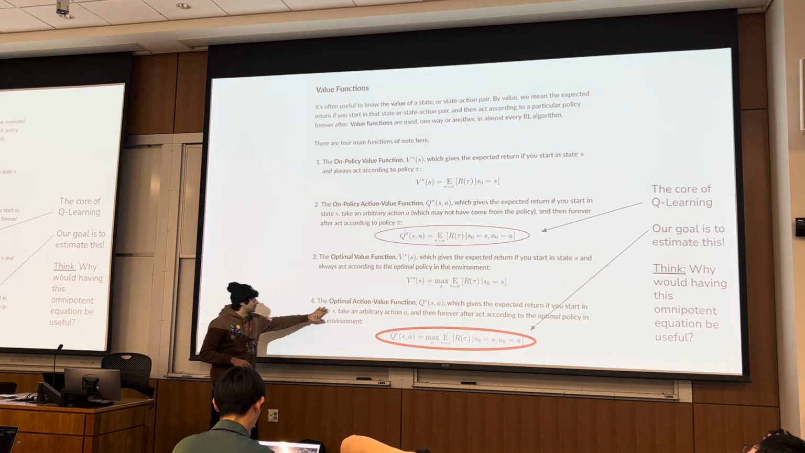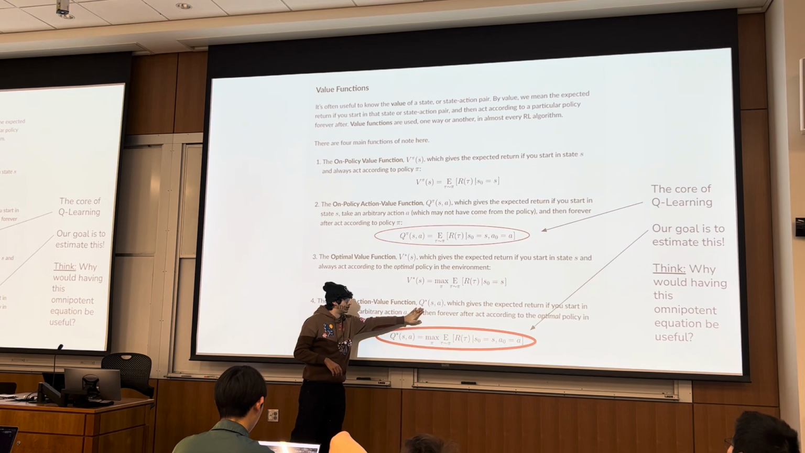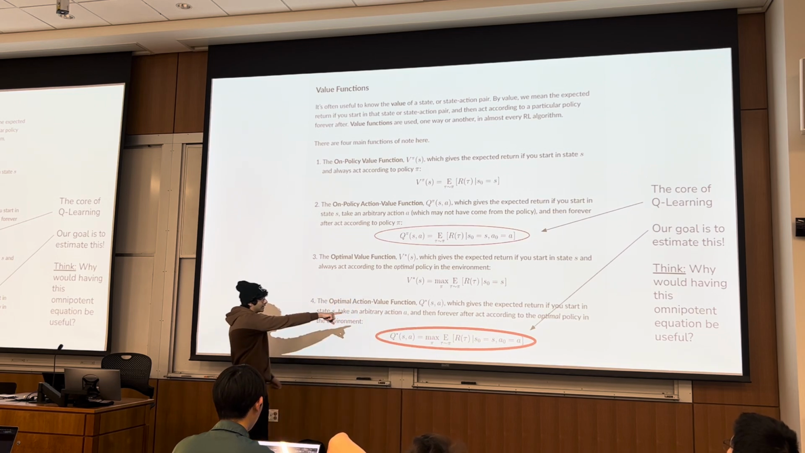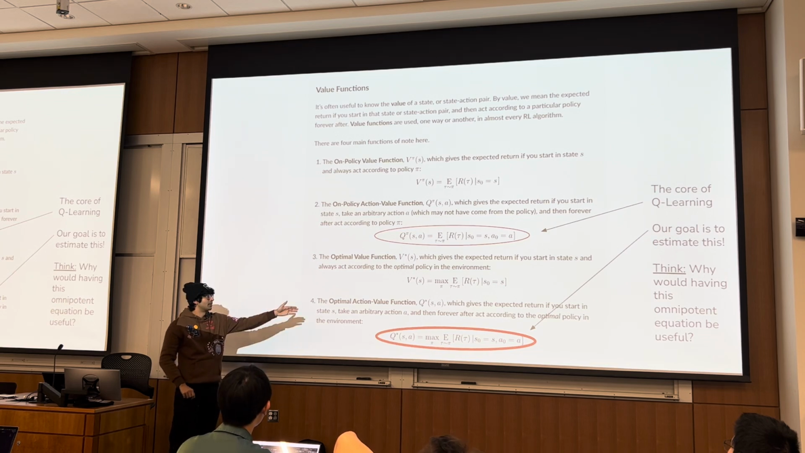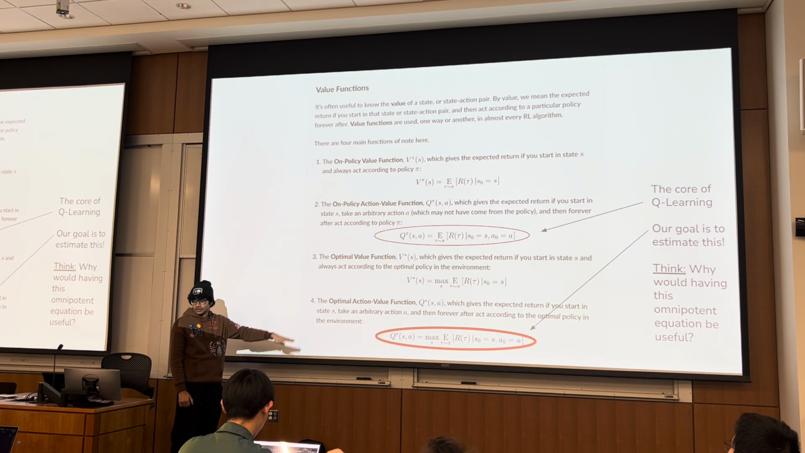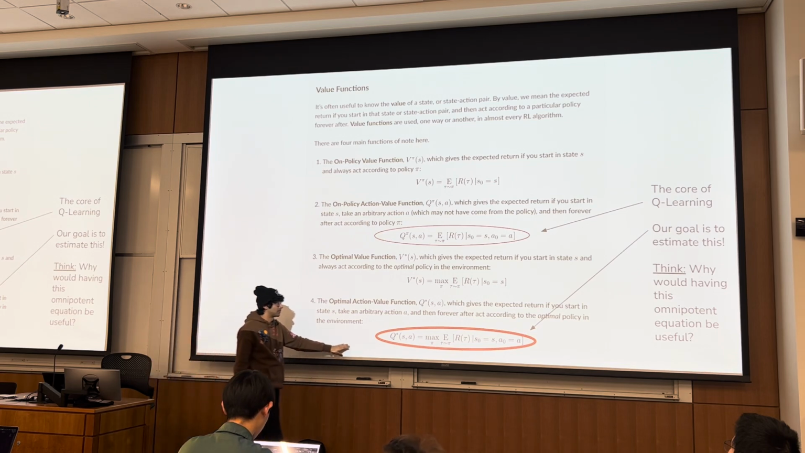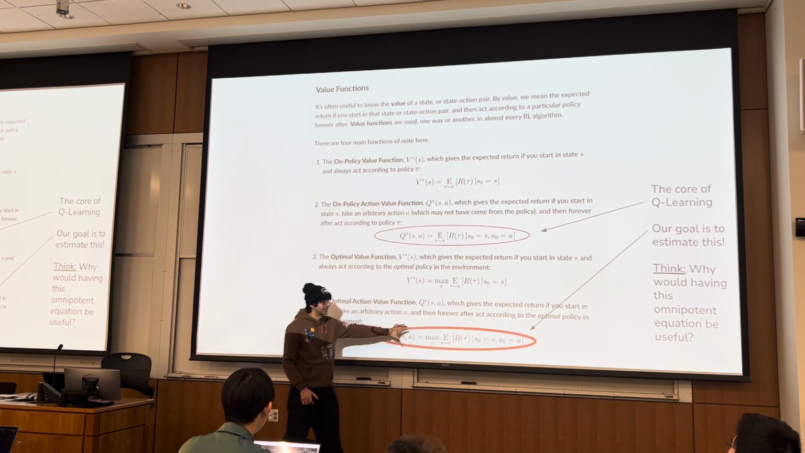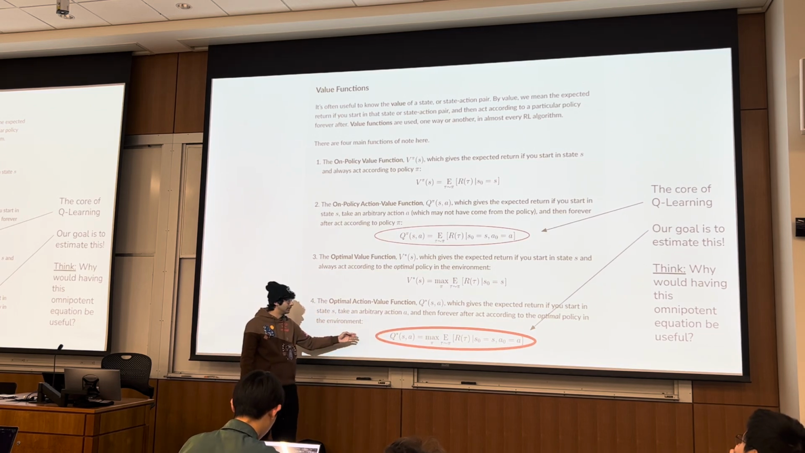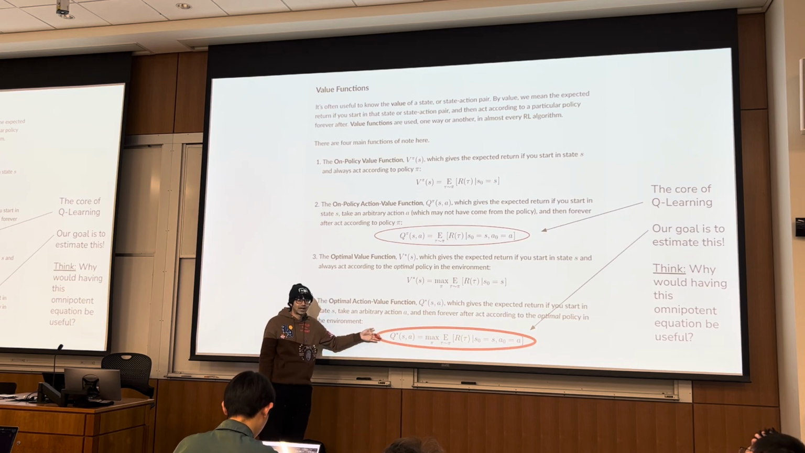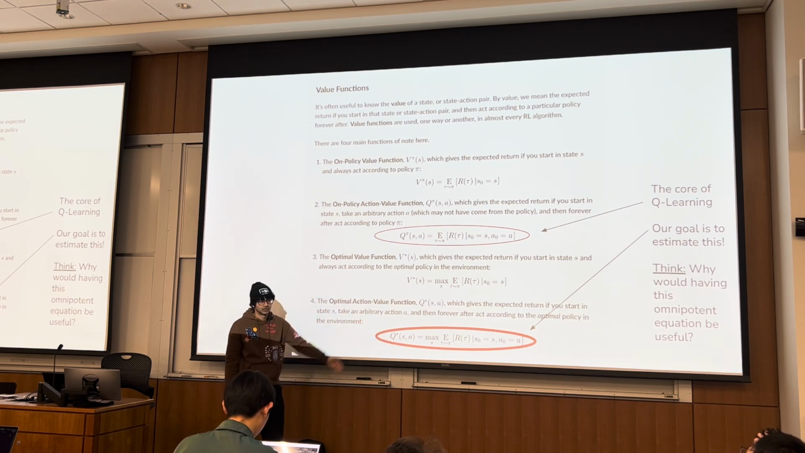So this is the optimal action value function, or the optimal Q function. It gives you the expected return if you start in state S, take some arbitrary action A, and then forever act according to the optimal policy. So this assumes that you know the optimal policy. Again, this is theoretical. We are trying to estimate it using deep learning, but there's no real way to check if you've ever fully calculated Q star.